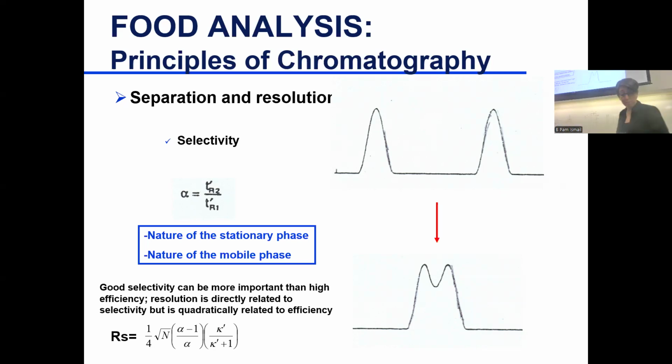And it has more impact on resolution than the efficiency. So if you don't have good selectivity, your resolution will be poor. So it has more weight, because here it's 1/4 of the number of theoretical plates that has an impact on resolution.